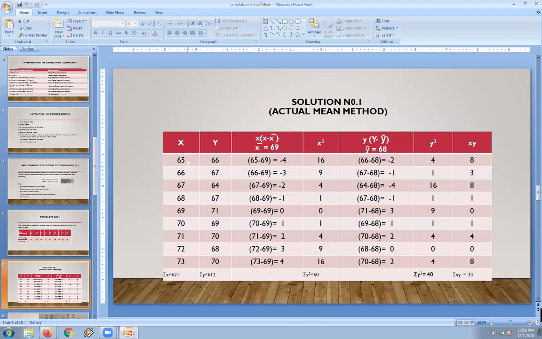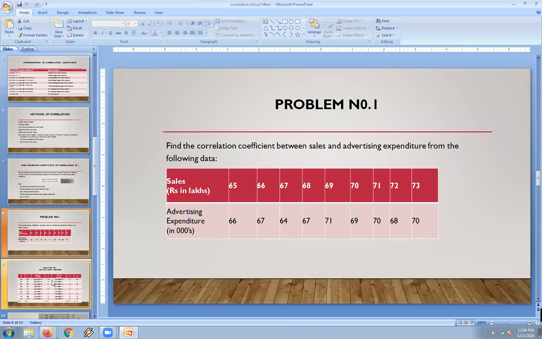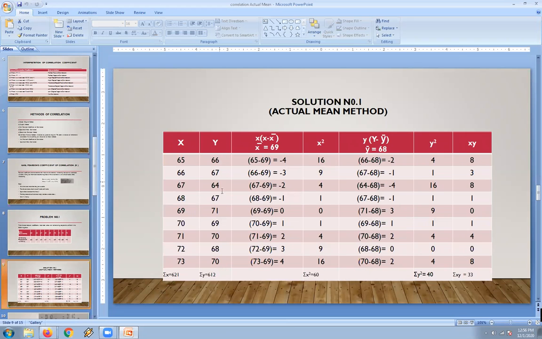Here we have framed the columns. One is the x column, another is y. We have taken the sales column as x and advertising expenses as the y column. The deviation of x we have calculated. Either you can write dx or you can write small x. It is nothing but actual x values minus x bar. For x bar we need to calculate summation x divided by n, and we get the mean value. In the same way for y also. Totaling all the y values, we got 612, and sigma x is 621.